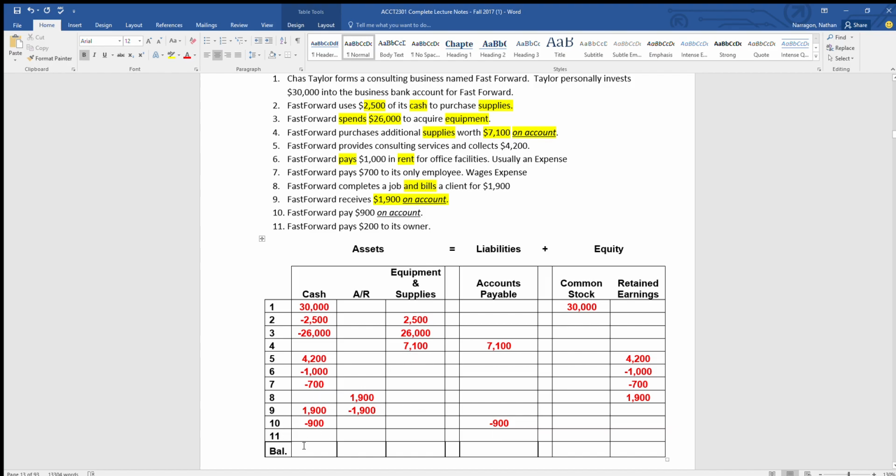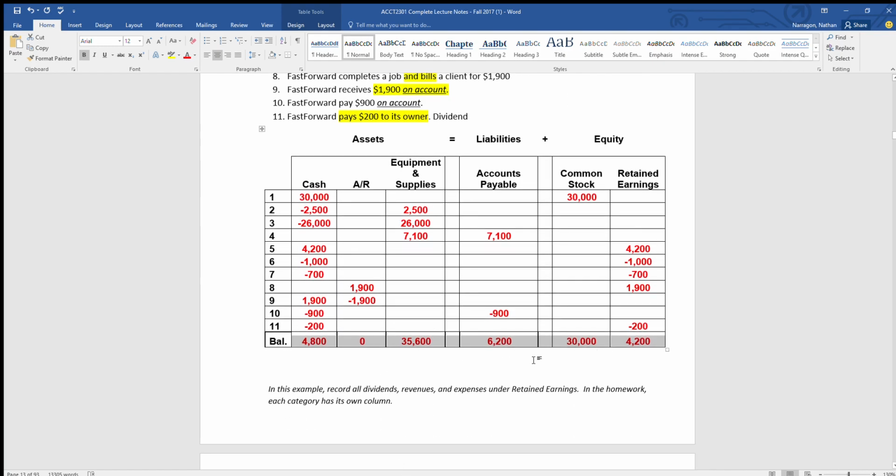Okay. And then the last bit, we paid $200 to our owner. So again, this is a dividend. So here, paid out cash, negative 200. Since it is a dividend, it comes over here to retained earnings, and boom. Last little part, fill in the blanks, make your totals. So here's our totals right here of all the accounts, and of course, if we added them all up, they should equal, boom, we're done.